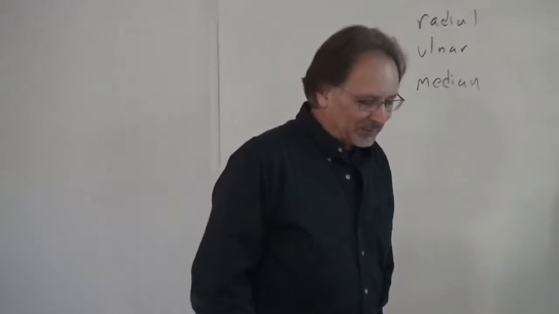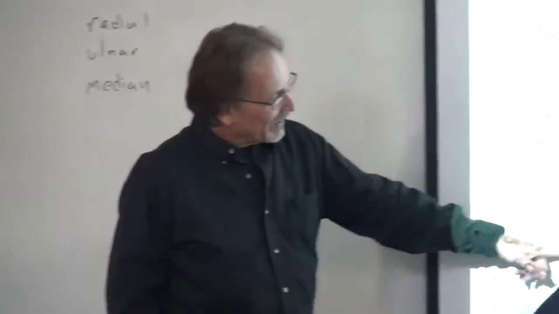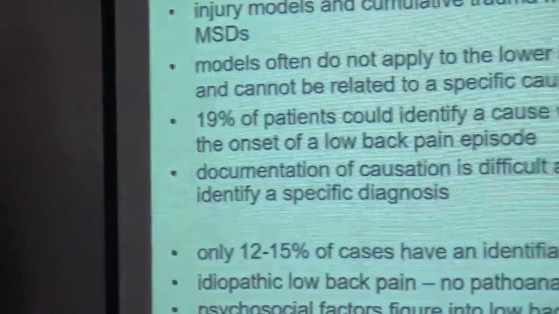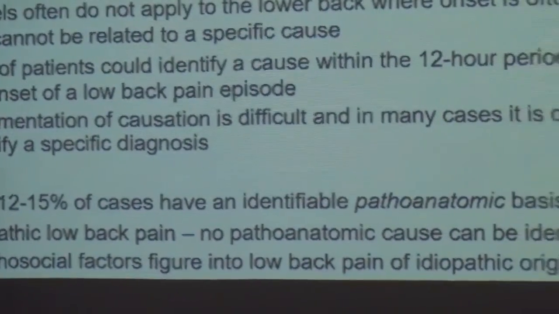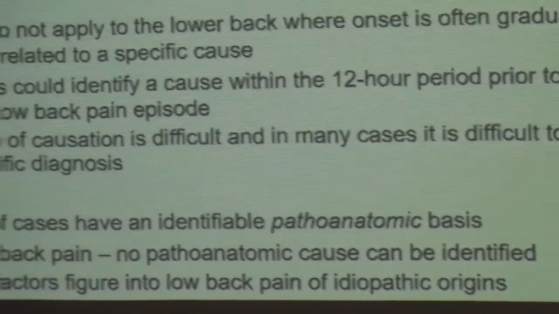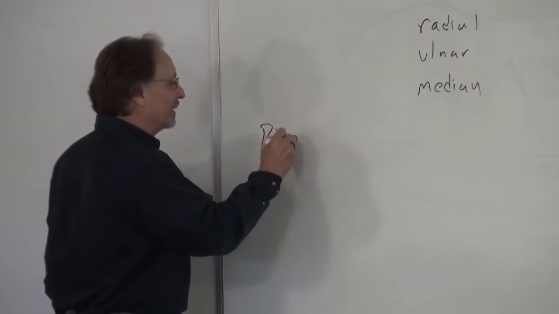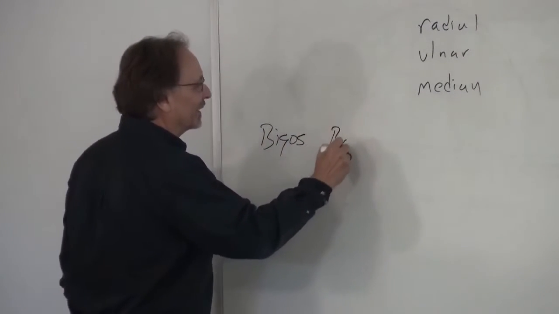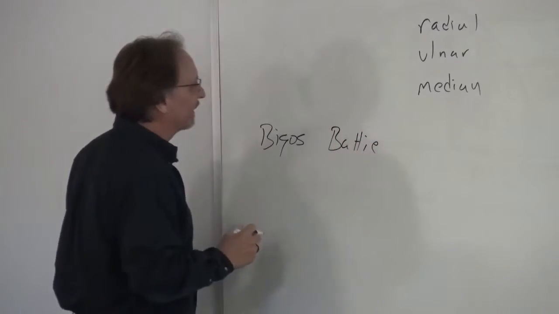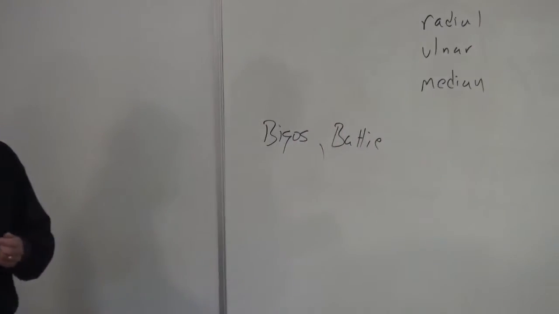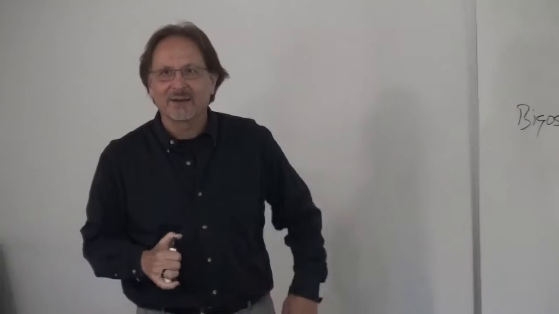But the outcome of this is two things. First of all, this figure right here, 12 to 15%. This is from. Let's see. I don't have the name. I probably have it on the first page. I don't remember. But there was a series of studies by authors Bigos and Battie. I think it's a double T, I-E. And I believe they were at Harvard Medical Center in Seattle, I think.